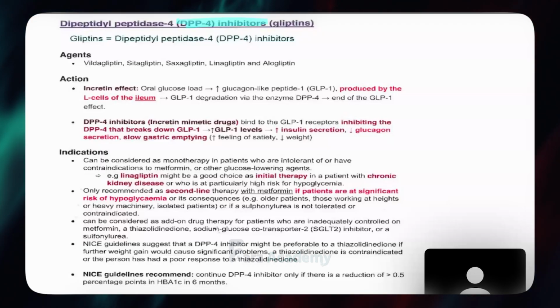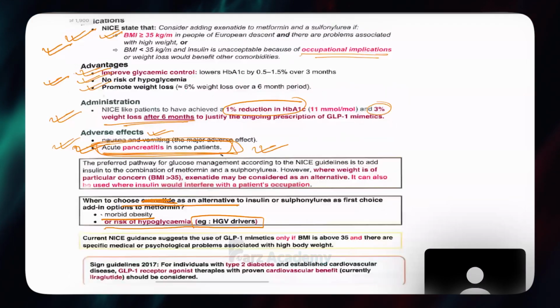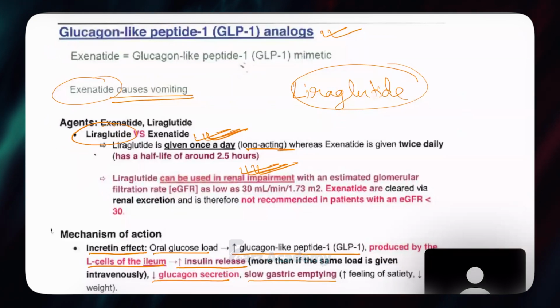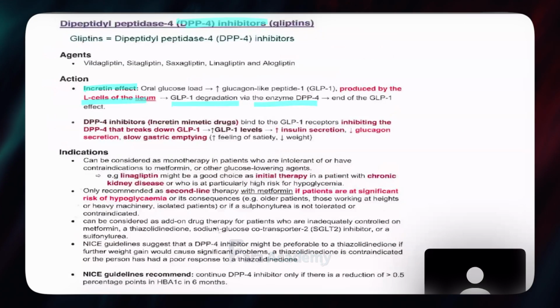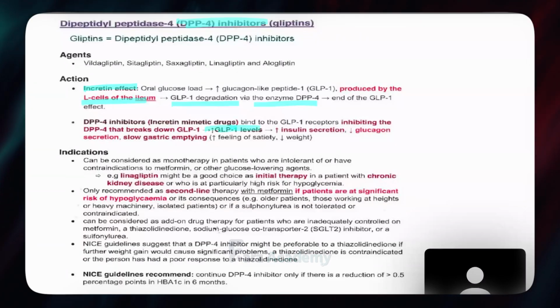They are the same things. Incretin effect, same L cells of the ileum, GLP-1 degradation via the enzyme DPP4. So GLP-1 we need for insulin production. Here these are GLP-1 analogs. Here these are DPP4 inhibitors, because DPP4 decreases GLP-1, so we want to decrease the DPP4. DPP4 inhibitors, incretin mimetic drugs, increase the insulin secretion by increasing the GLP-1 levels.